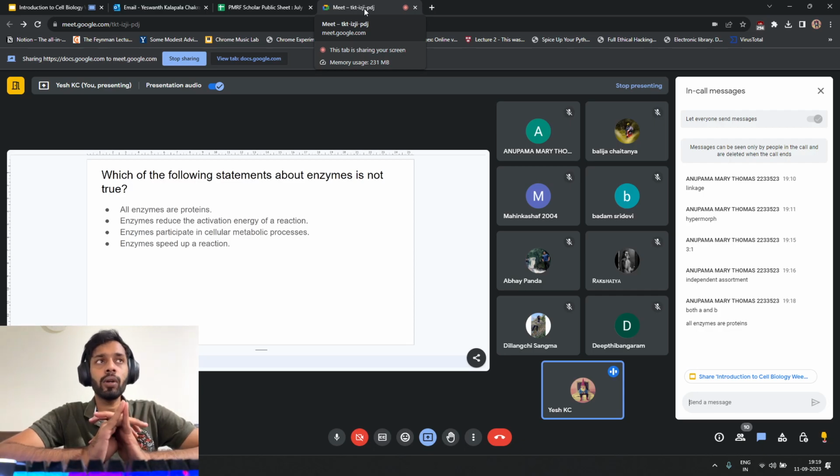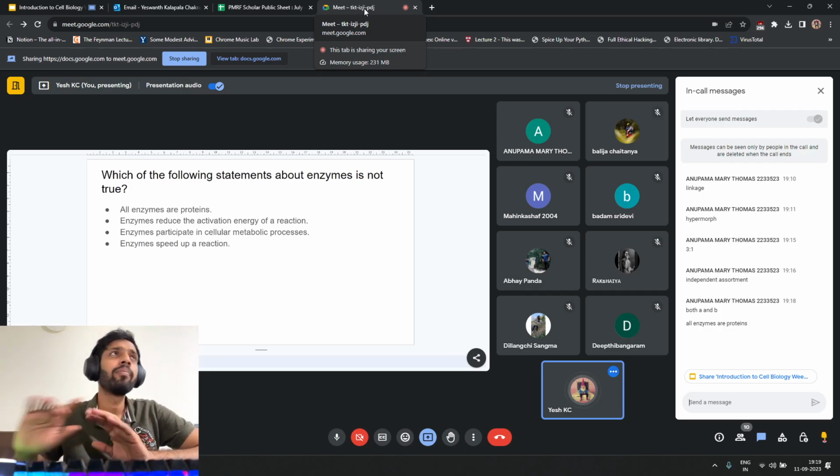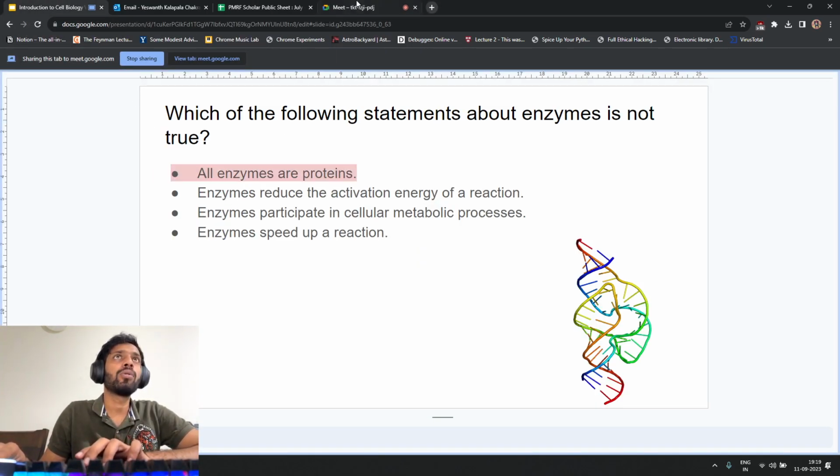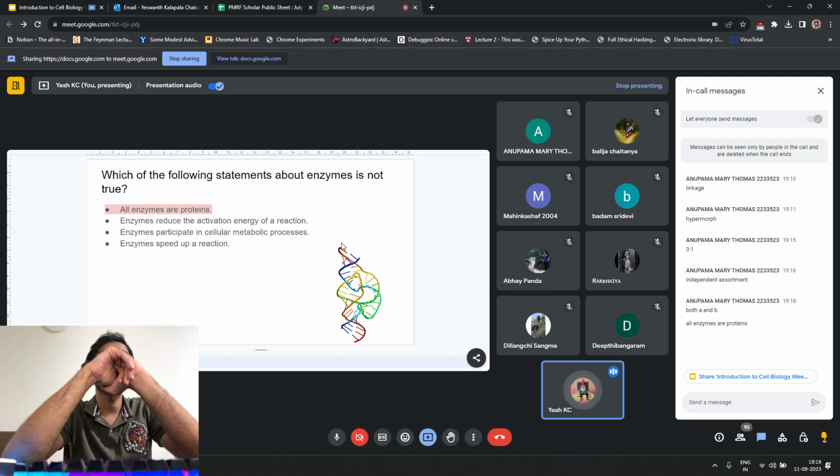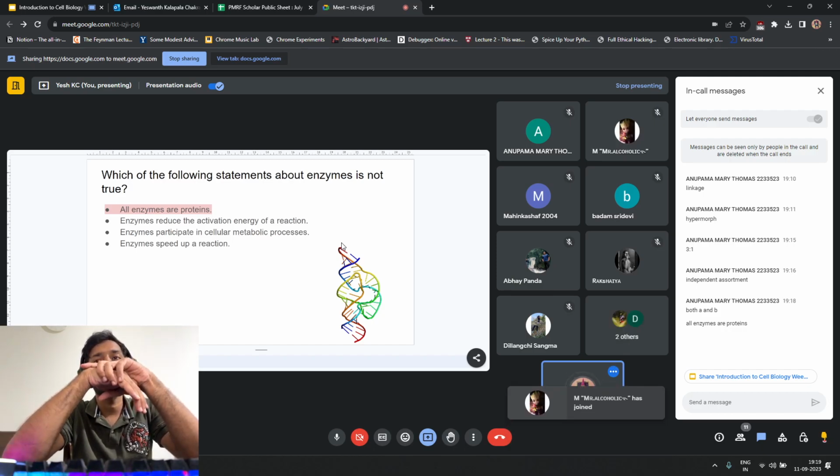Okay, yeah, so all enzymes are proteins is a false statement here. Can you guys name enzymes that are not proteins? I've given the structure here. There's only one enzyme that's not a protein. Do you guys know what that enzyme is?